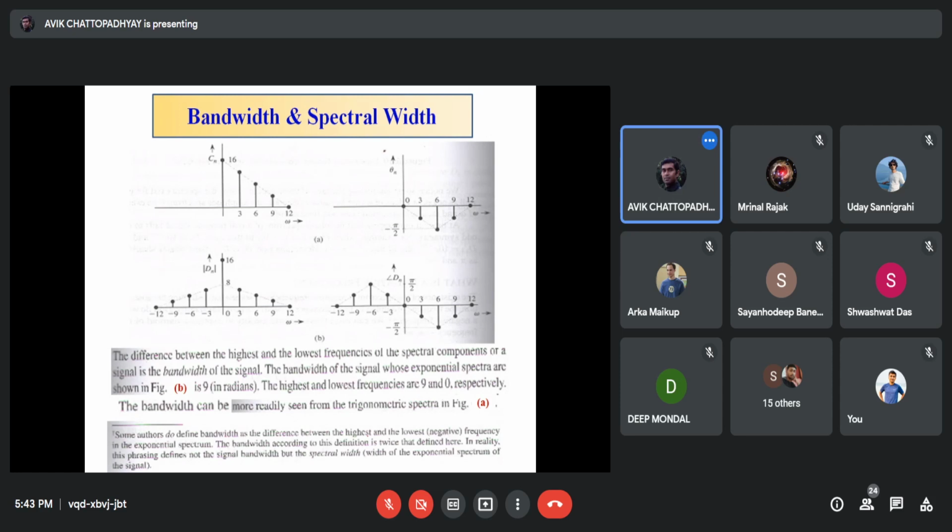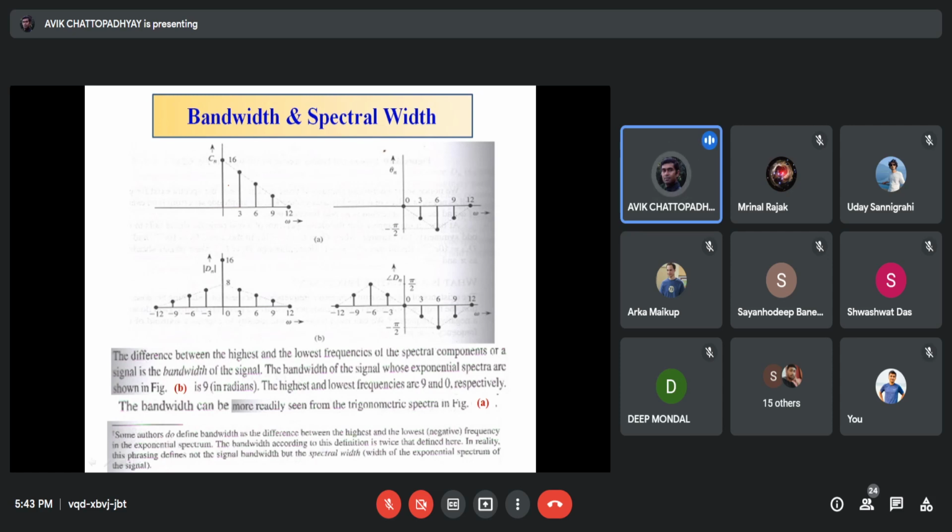So what is the difference between the bandwidth and the spectral width? Given a particular spectrum, you may be asked to calculate, or you may be asked what will be the bandwidth of the signal. So suppose, for example, if a one-sided spectrum is given, which you actually get from the trigonometric representation.